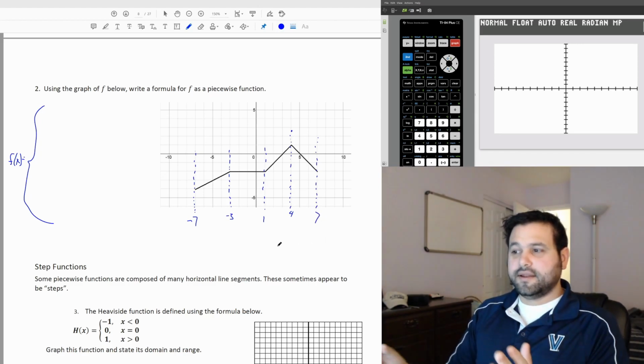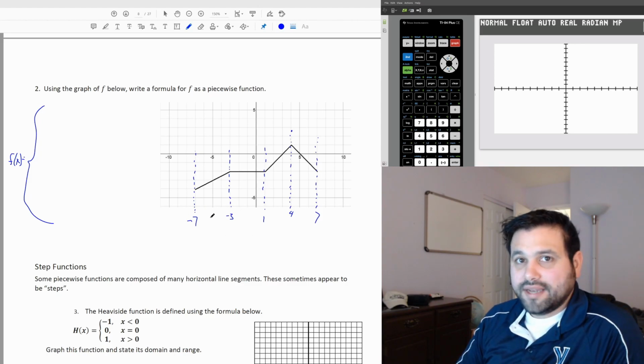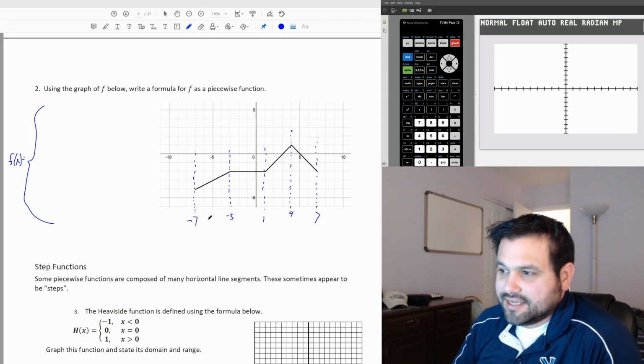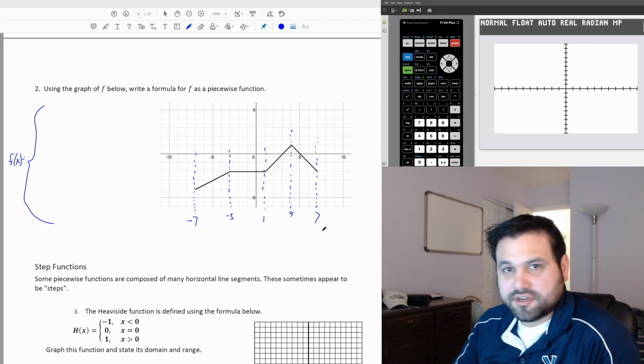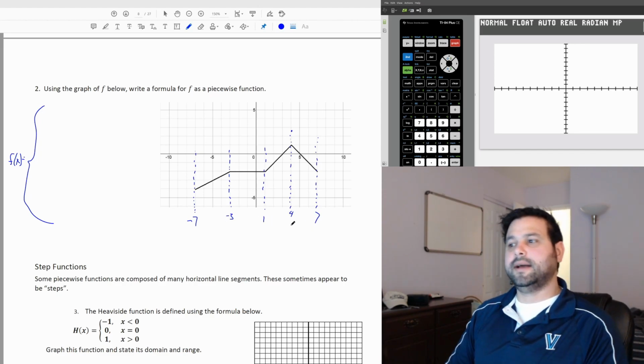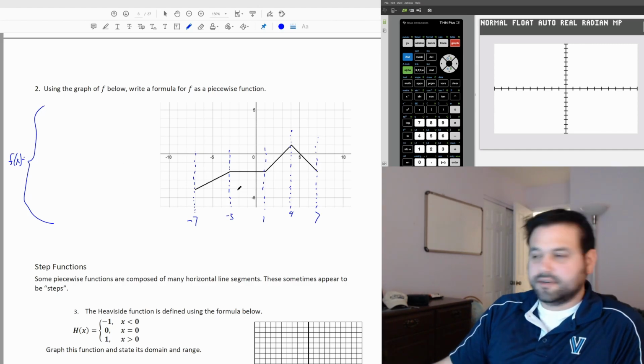Okay? Now I can easily see the domain piece, the when-to-use-which-rule piece. I can easily see that this rule is being used from negative 7 to negative 3. This rule is being used from negative 3 to 1, from 1 to 4, from 4 to 7, right? That's why I break it up like that. But you can also see that it gets the graph all messy, so if you don't want to do that, fine.